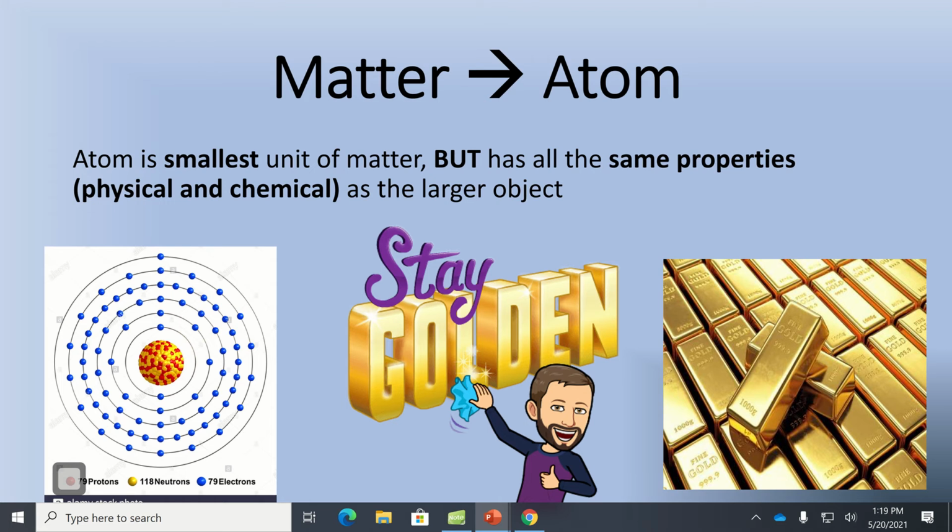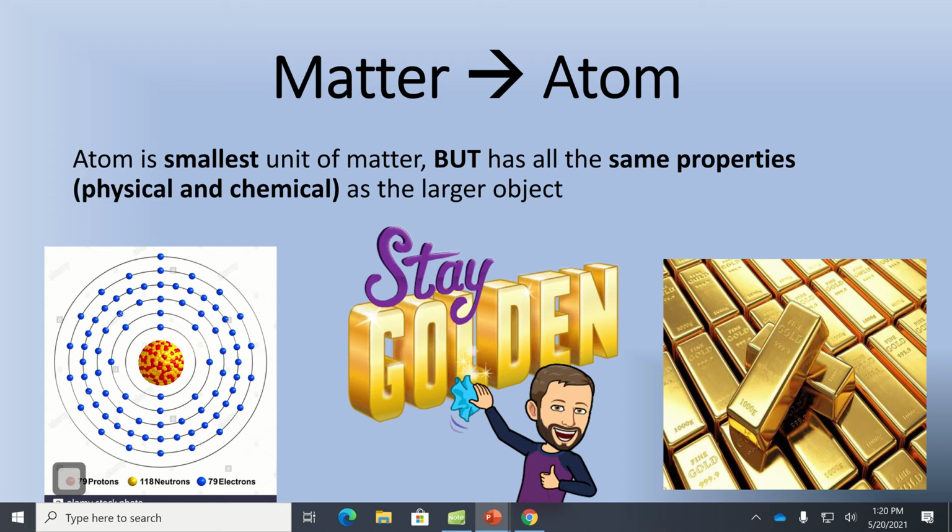The atom is matter. So we covered matter already. The atom is the smallest unit of matter, but it has all the same properties, both physical and chemical, as the macro object itself, the one that you see, the macroscopic. Atoms are submicroscopic particles, so we cannot see them with microscopes. We obviously have other ways we can try to see them, but what we see in real life would be the exact same thing we see at the atomic level as well.